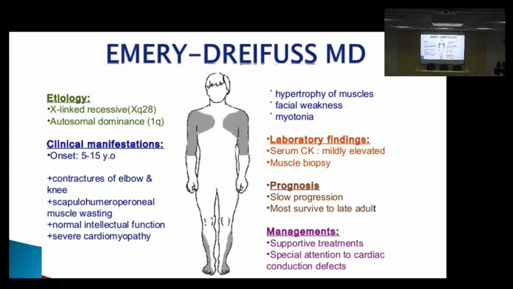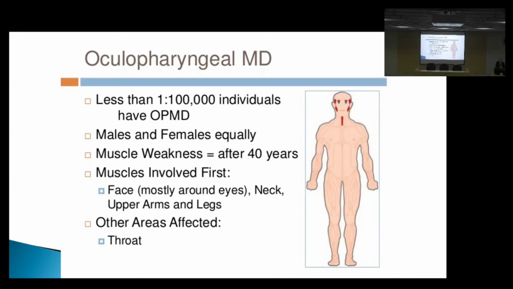And it's X-linked recessive. Sometimes it can be autosomal dominant, but that's very rare. CK is mildly elevated, right? And it's very slowly progressive, and they can survive till late adulthood. There are a lot of supportive treatments, but very important in Emery-Dreifuss is the heart. So this is what you need to monitor.